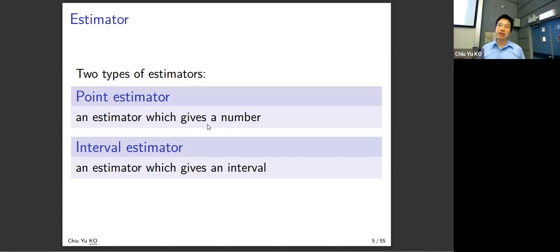And an interval estimator is not hitting one point. Instead of hitting one point, I have an area attack. I am going to use a bomb, a grenade, to hit the area, okay? The area I attack includes what I want to guess, okay?